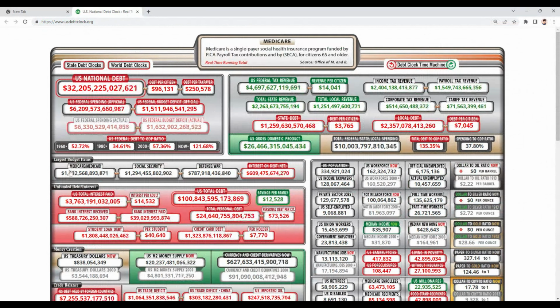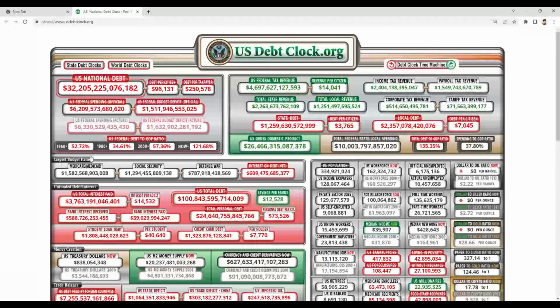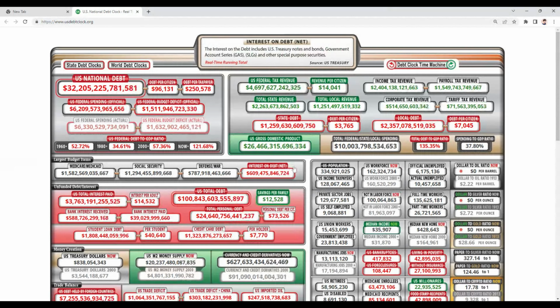Now, what I find very interesting are our largest budget items. So Medicare and Medicaid, that's the social health insurance program for individuals over 65. We spend almost $6 trillion on that a year. Social Security, we're spending almost $1.3 trillion a year. War and defense, we're spending $787 billion a year. And then, of course, interest on debt. So those are the biggest expenditures.